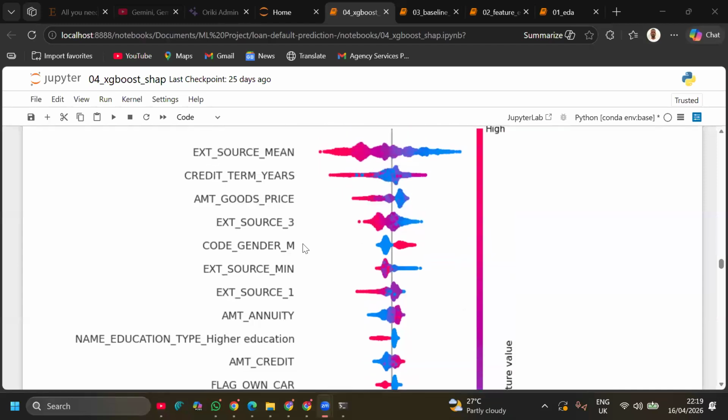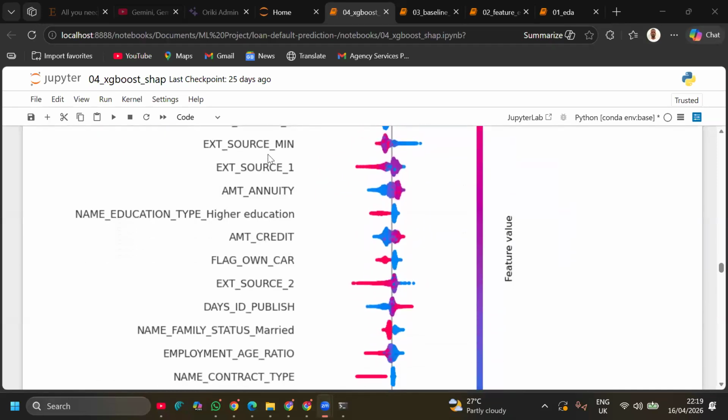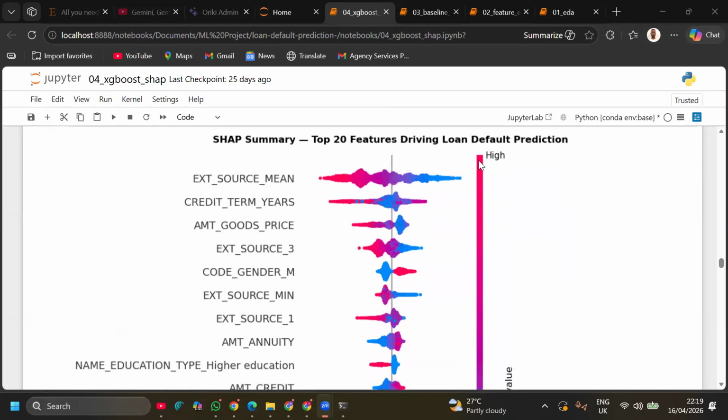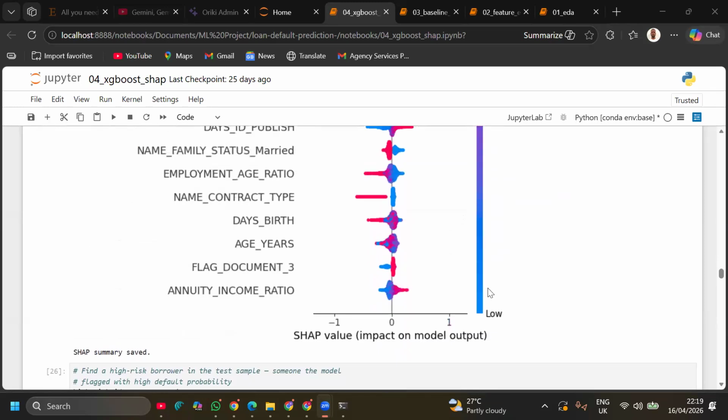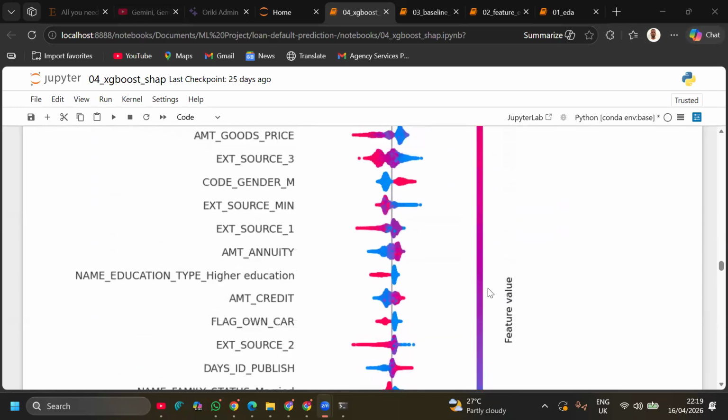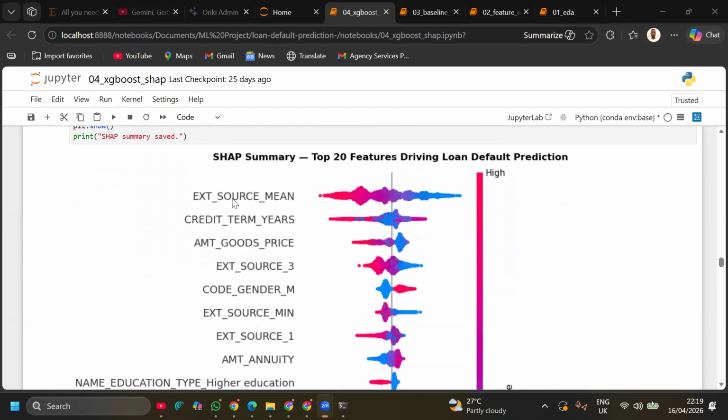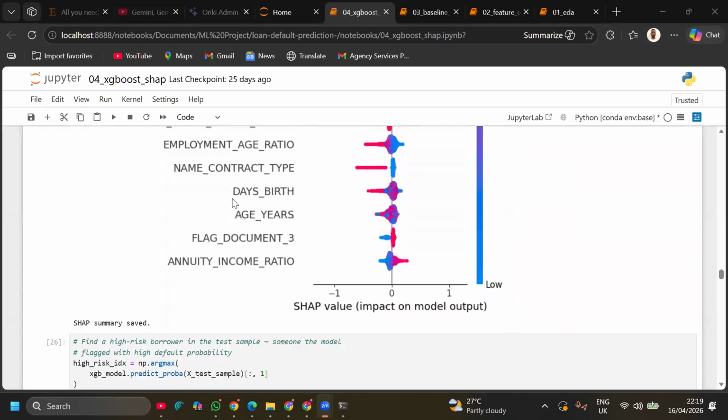So based on this chart, the red color is indicating very high, while the blue color is indicating very low feature values, right? So we can see that the score of their credit bureau is actually a predictive power. The credit term, that is, how long are we giving this loan? Is it 5 years? Is it 6 years? Is it 3 years? Because the longer the loan tenure, the more the probability of default. So all of these together are actually a predictive power in our analysis.